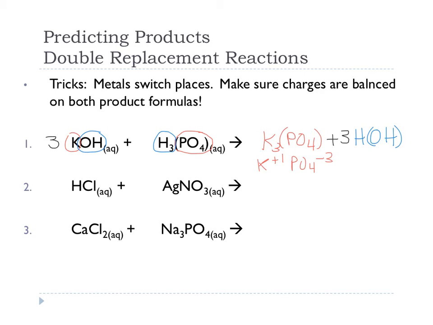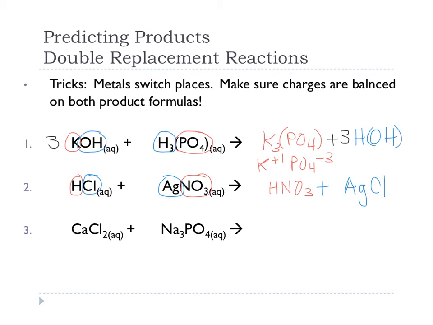Let's look at least one more example. The next one, we've got hydrogen from the first compound paired with nitrate from the second compound. So HNO3. And then my second pairing, I'll have chlorine from the first compound, silver from the second compound. So it'll be silver with chlorine.